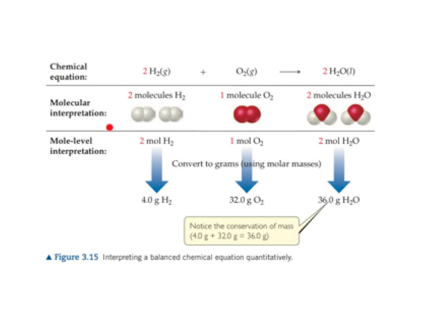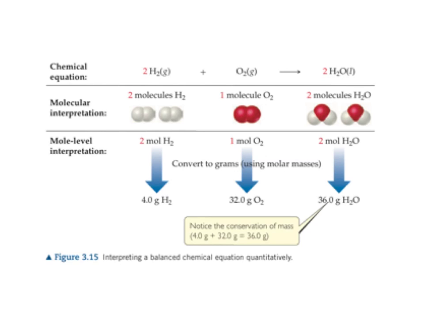One way is a molecular interpretation. This 2 means we have 2 molecules of hydrogen. This 1 means we have 1 molecule of oxygen making 2 molecules of water. So one way to interpret a balanced chemical equation is on the molecular level: 2 molecules of hydrogen combined with 1 molecule of oxygen to make 2 molecules of water.